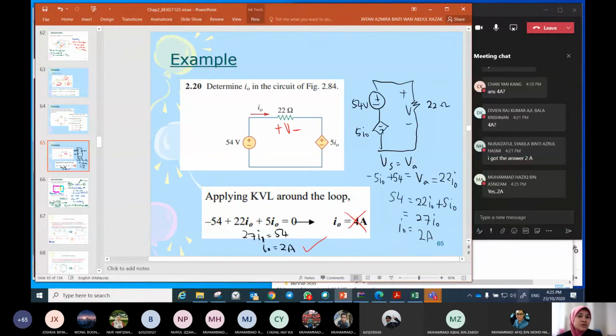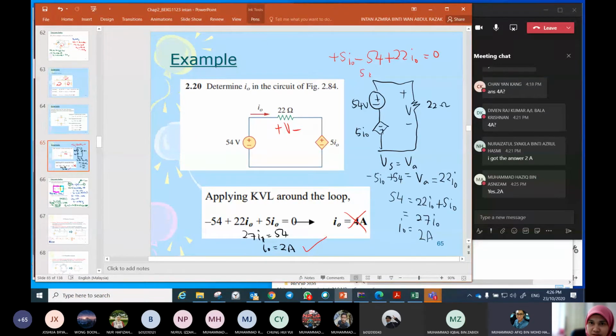Oh, how come this book gives the wrong answer? Okay, so this is VA. So just now, can you repeat? Who put just now? Positive 5 I naught, right? Positive 5 I naught, minus 54, right? Minus 54. Plus 22 I naught equal to 0. Right? Oh, it has to be like that. It has to be plus 22 I naught equals to 0. It cannot be equals to 22 I naught directly, because it is the voltage supply.